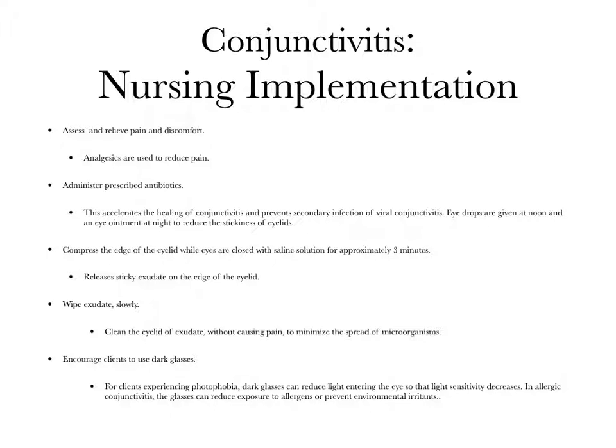So implementations for nursing for conjunctivitis, we're going to assess and relieve the pain and discomfort. We're going to use the prescribed drugs, which are most commonly analgesics for reducing the pain. In certain cases where it is indicated, there will be an antibiotic. This will help avoid the spread of the infection, and it will also aid in having a quicker recovery time for our patient.